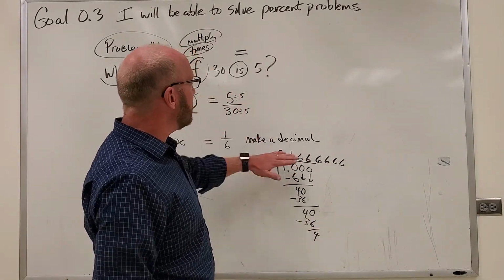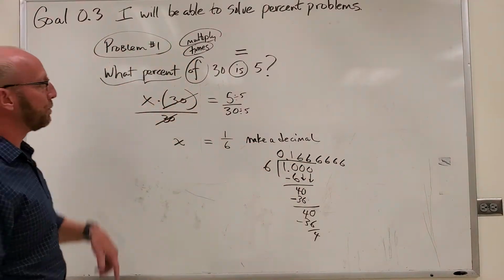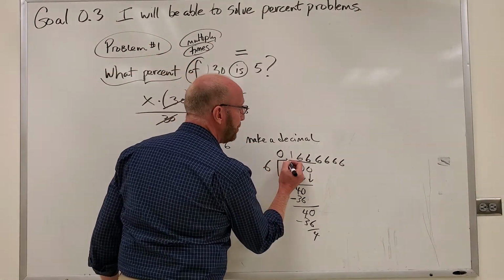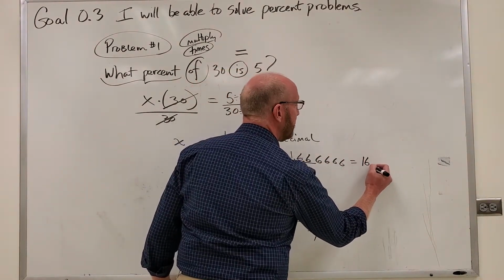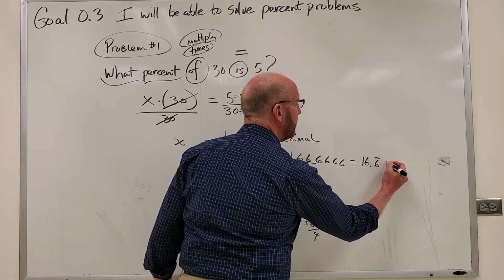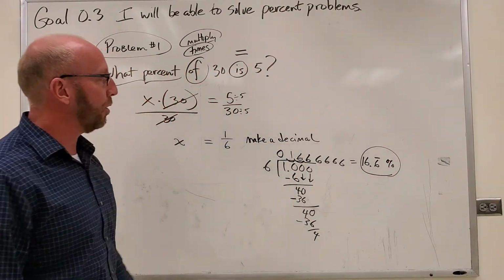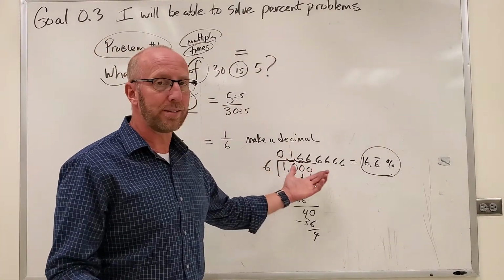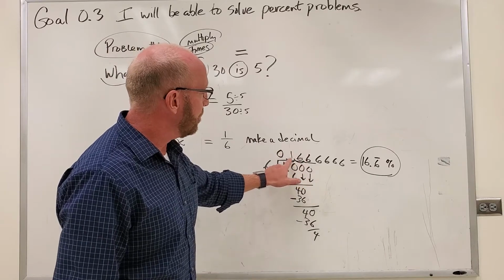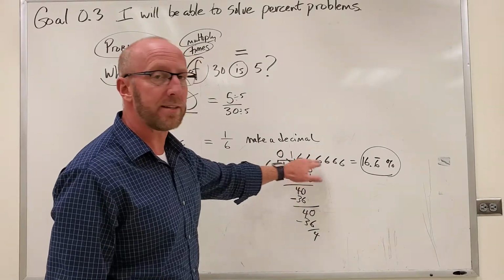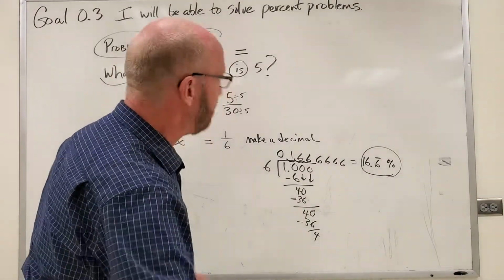So I want to make the decimal a percent, because my question is what percent? Move the decimal 2 to the right. So the final answer is 16.6 repeated percent. Or if you rounded it, it'd be 16.7%. So to make a decimal a percent, you move it 2 to the right. To make a percent a decimal, move it 2 to the left. Okay, well, let's try one more.